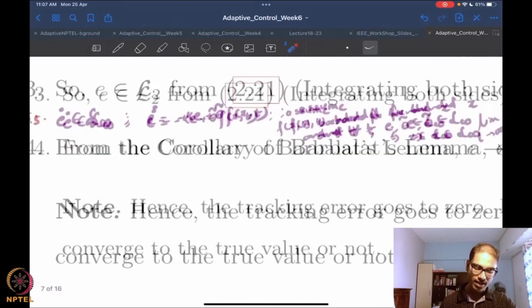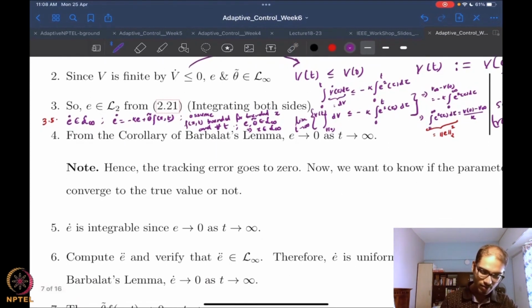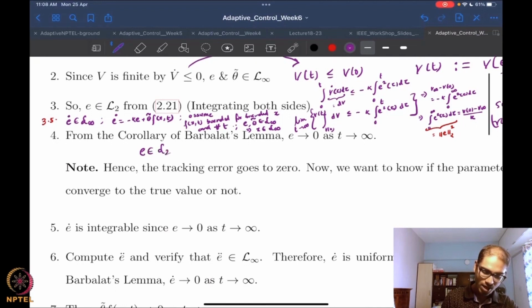And then we can directly use the corollary of Barbalat's lemma. I really hope all of you remember. If not, you should go back and revise it. Essentially, the Barbalat corollary says that if a signal is in L infinity and L p for some p, and if the derivative of the signal is L infinity, then the signal goes to 0 as t goes to infinity. And that's what we have for E. We can claim that E is both L2 and L infinity, so p is 2, and I can also claim that E dot is L infinity. Therefore, E goes to 0 as t goes to infinity.